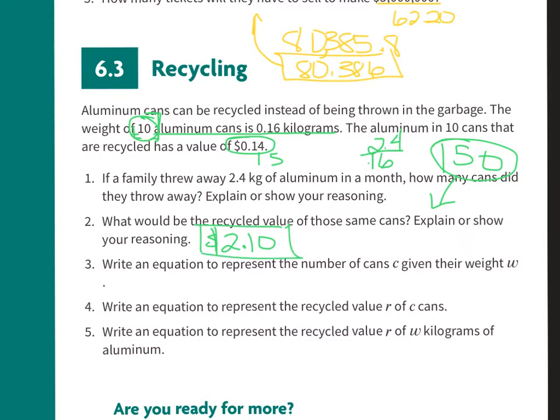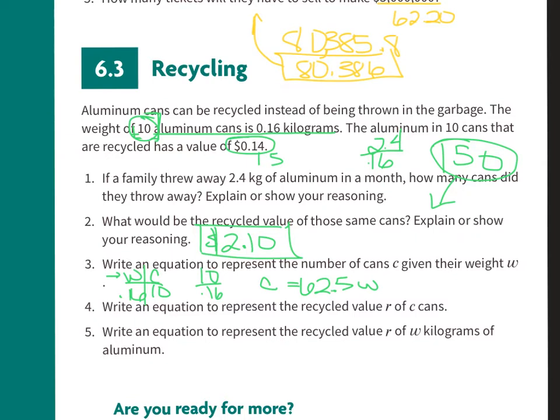All right, number 3, write an equation to represent the number of cans C given their weight W. So we have weight, and we have cans. We know that 10 cans weighs 0.16 kilograms. So to find the constant of proportionality, I'm going to go 10 divided by 0.16. I get 62.5. So 62.5 times the first column. Well, the first column we have a W, we're talking weight, equals how many cans you have. Okay?